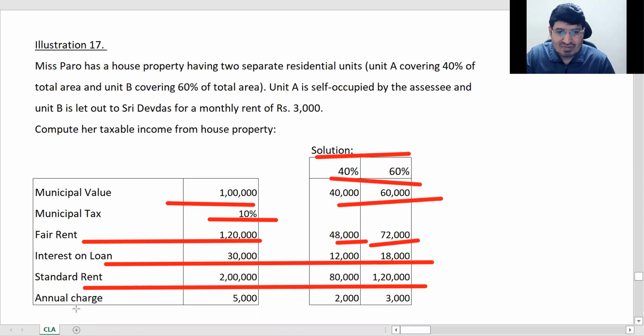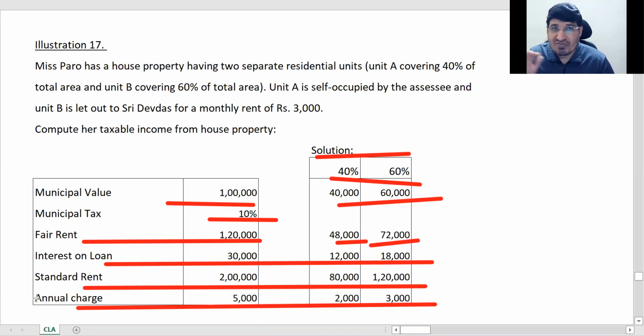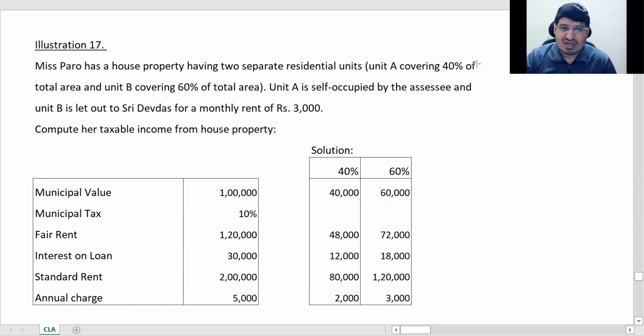Now whatever annual charge is given, we know that we do not use it at all. Specifically, if it's municipal tax, we'll use it. Any other term, don't use it. Land revenue, annual charge, ground rent, anything like that, don't include. So chalo, this much we have done, we'll move ahead now with the solution.